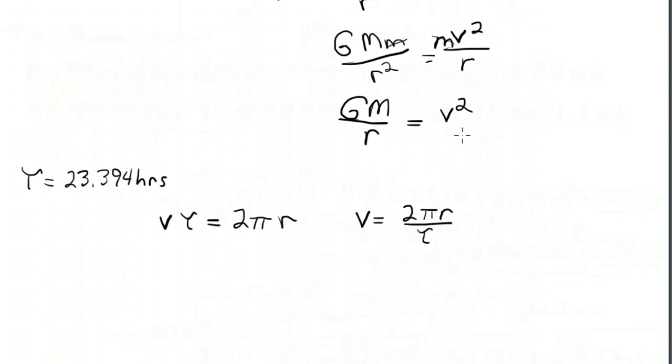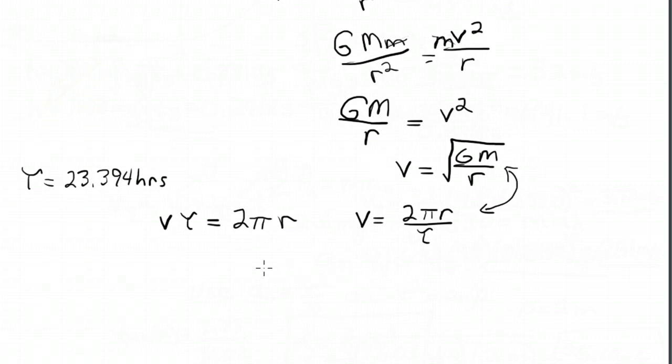In this case, we've got 2 pi r divided by tau. We've got an expression up here. In this case, velocity is going to be the square root of GM over r. And let's set these two equal and solve for r. So we have that 2 pi r divided by the period tau has got to equal the square root of GM divided by r. We can solve for r.